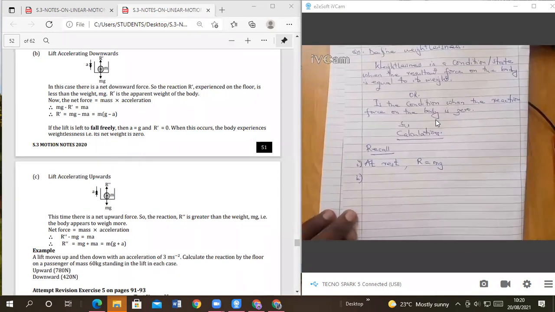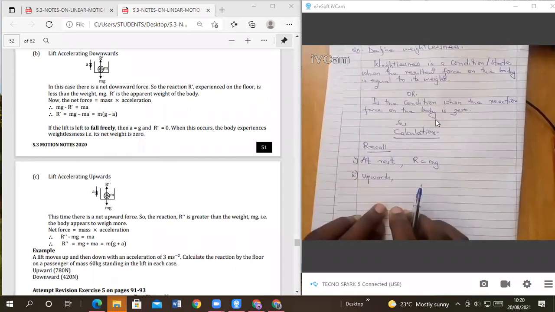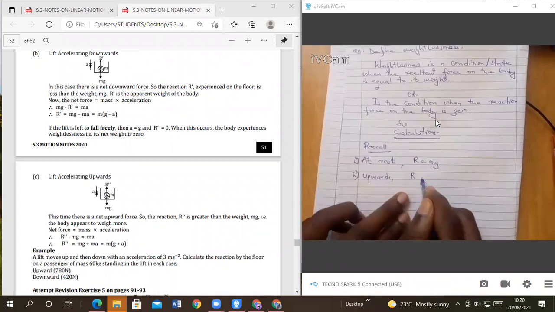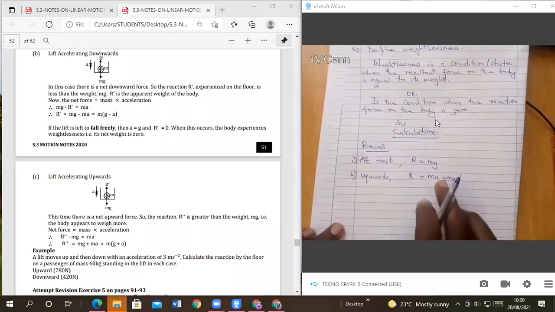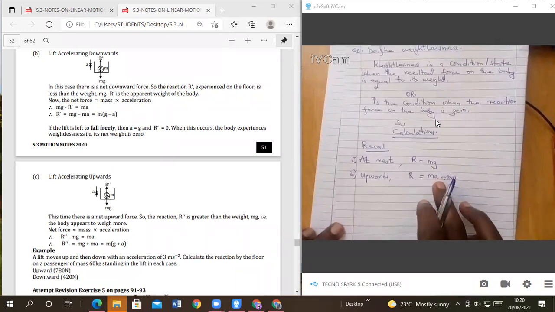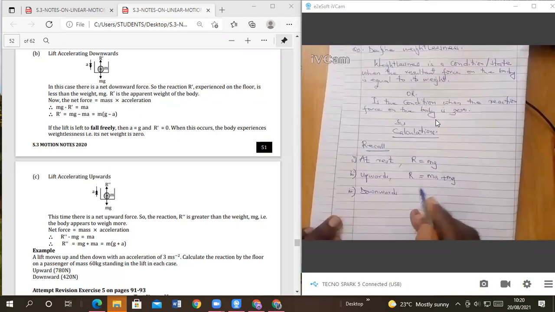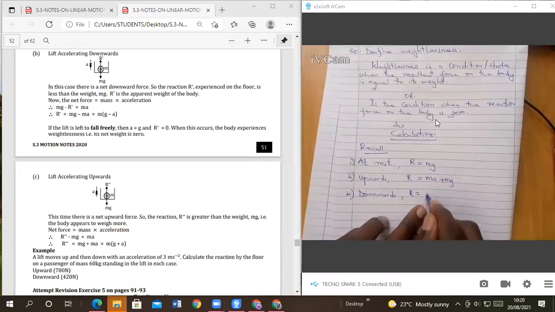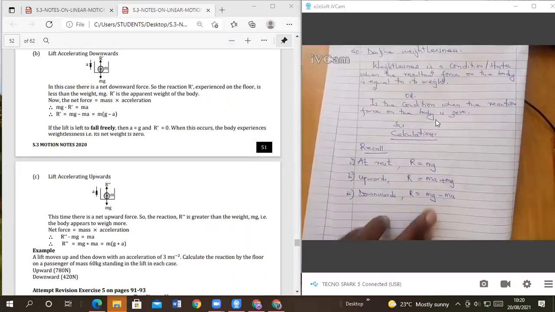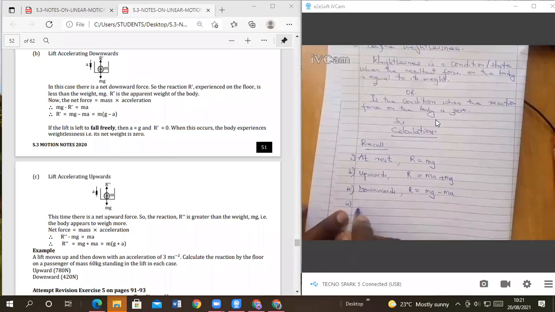What about when a lift is moving upward? The person feels heavier, right? So the reaction is equal to ma plus mg. Remember this equation for calculation purposes. Then what about when the lift is moving downwards? The person feels lighter, right? So the reaction is equal to mg minus ma. Then the last one, when the lift is falling freely.